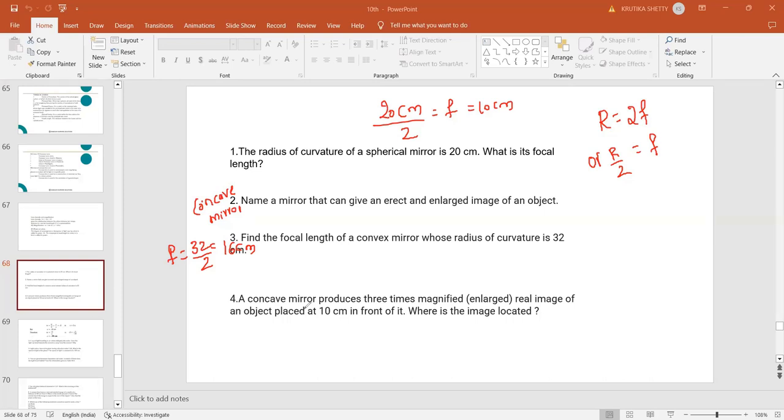A concave mirror produces 3 times magnified real image of an object placed at 10 centimeter in front of it. Where is the image located? So, the image distance is asked. A concave mirror produces 3 times enlarged image, a real image. Object is placed, the object distance u is given as 10 centimeter. Where the image is located, the v value we need to calculate.